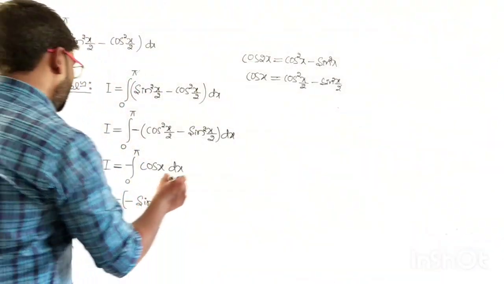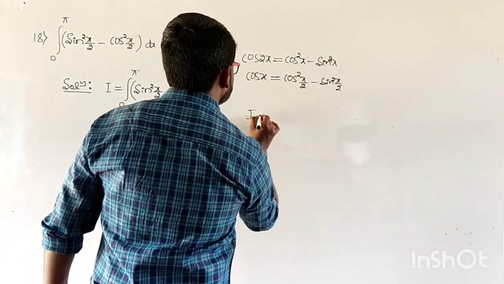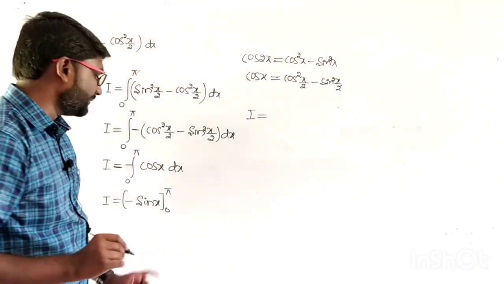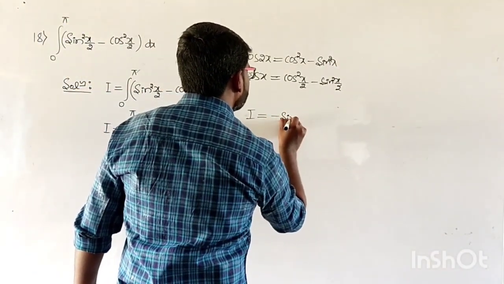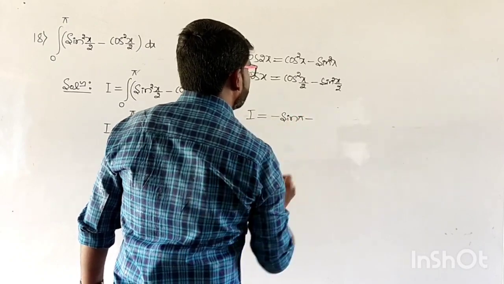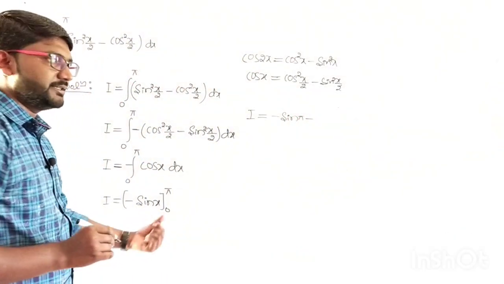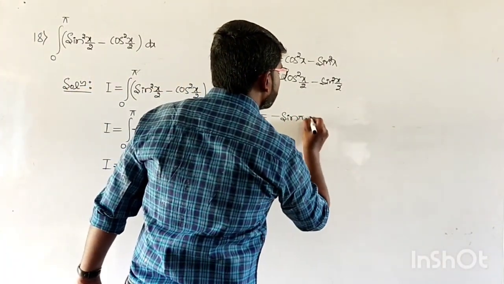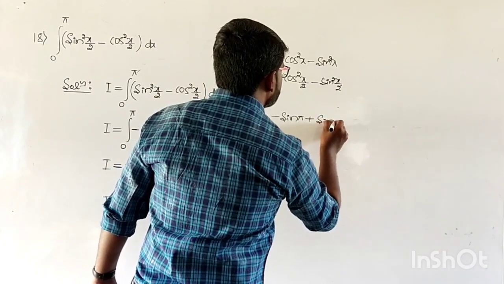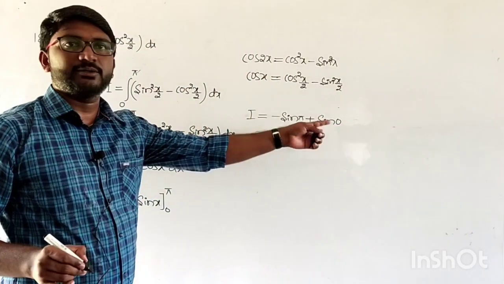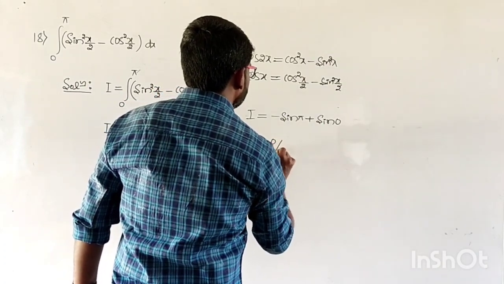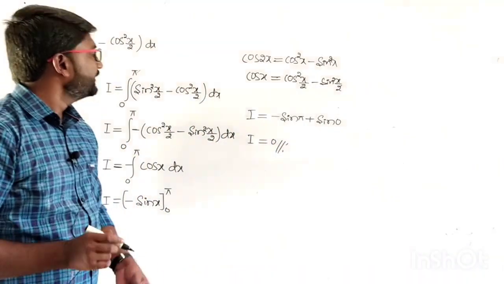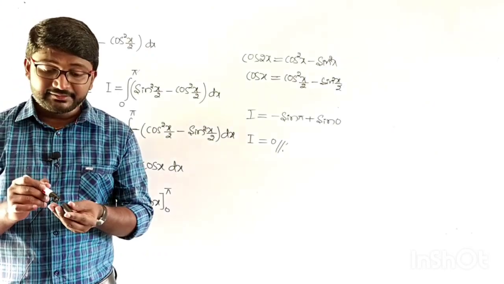So here I which is equals to upper limit minus the lower limit, minus sin pi minus of minus sin 0. So it is minus into minus plus sin 0. So sin pi is also 0, sin 0 is also 0. So overall the value of the integral is going to be 0. So this is the answer for the 18th problem.